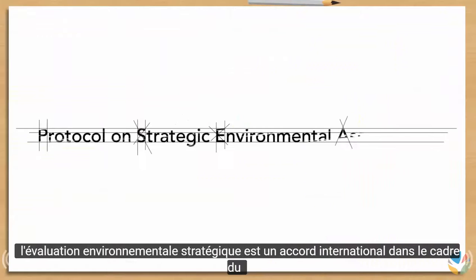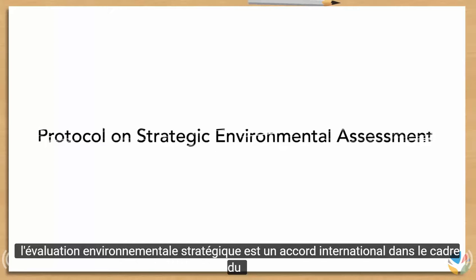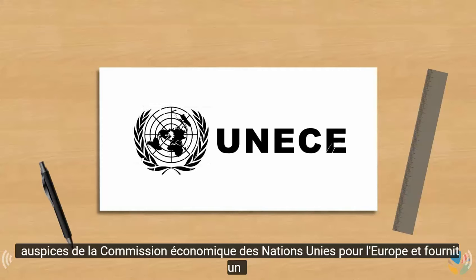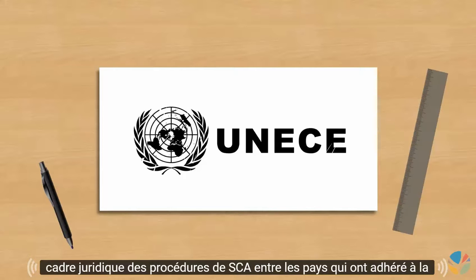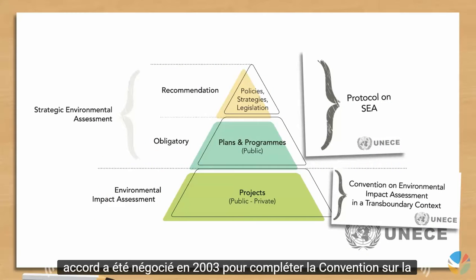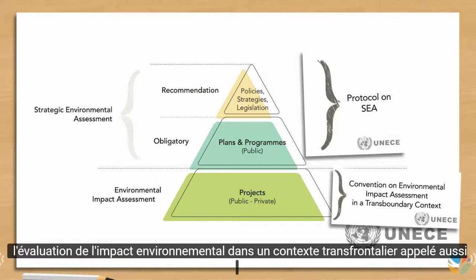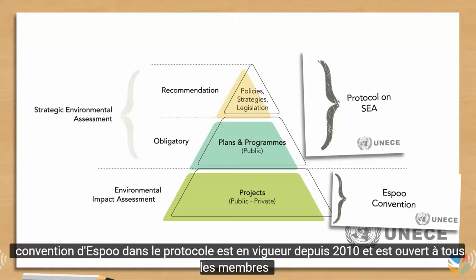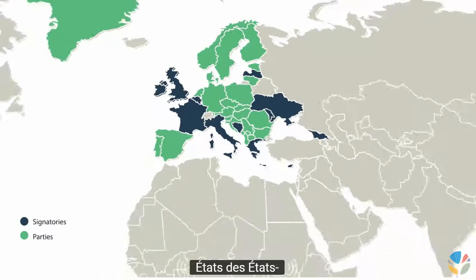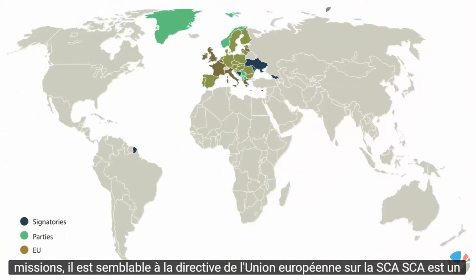The Protocol on Strategic Environmental Assessment is an international agreement under the auspices of the United Nations Economic Commission for Europe and provides a legal framework for SEA procedures across countries that have joined the agreement. It was negotiated in 2003 to complement the Convention on Environmental Impact Assessment in a transboundary context, also called the Espoo Convention. The protocol is in force since 2010 and is open to all member states of the United Nations. It is similar to the European Union's directive on SEA.